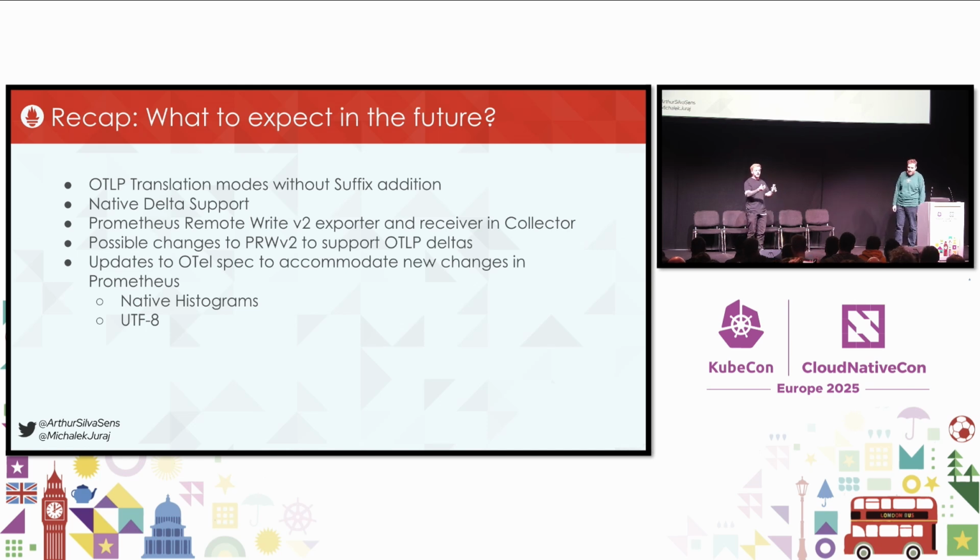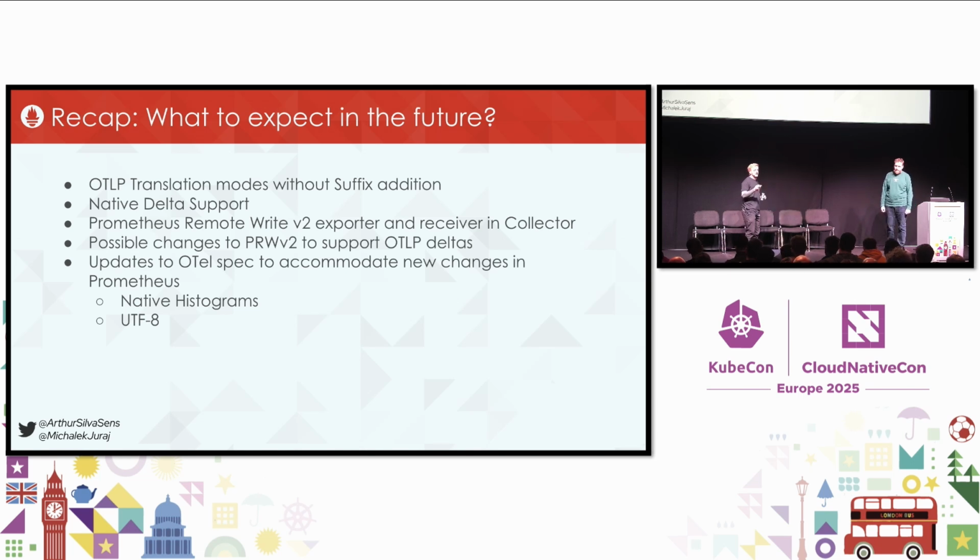We have ongoing work to adopt OpenTelemetry without any metric name modifications. So far, we are able to accept UTF-8 characters without translating to underscores, but we are still adding the suffix for units and types, for example, underscore total, things that in the Prometheus world make sense. That's how we have always done things, but in OpenTelemetry, that's new, and the feedback we receive is that people don't like that. We're working on native Delta ingestion. We are working on a remote write receiver and exporter in the collector.